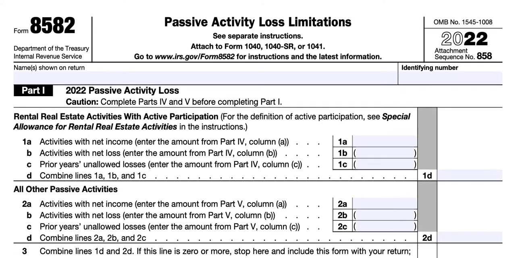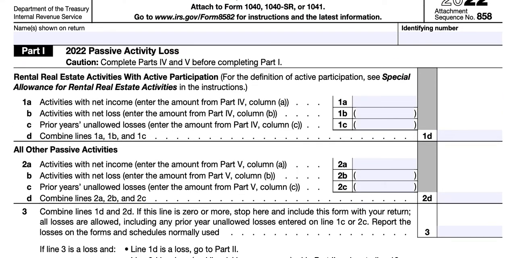Going back to the top, we'll cover who must file, possible exceptions, and the purpose of this form. IRS Form 8582 is used by non-corporate taxpayers to figure the amount of any passive activity loss for the current tax year and to report the application of prior year unallowed passive activity losses.